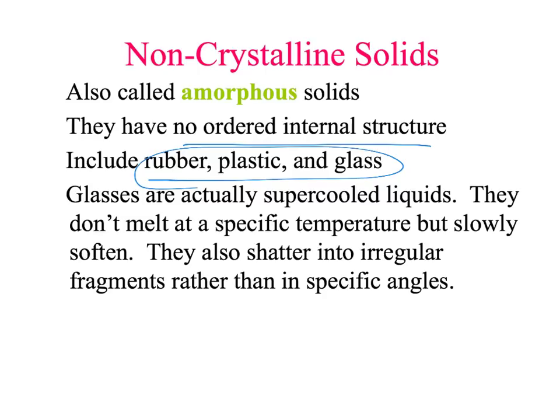The way you tell the difference is how they melt and how they shatter. They melt not at a specific temperature like an ionic solid would, but over a range of temperatures, and they don't shatter in more or less even angles and pieces. They shatter into irregular fragments rather than in specific angles like an ionic solid would.